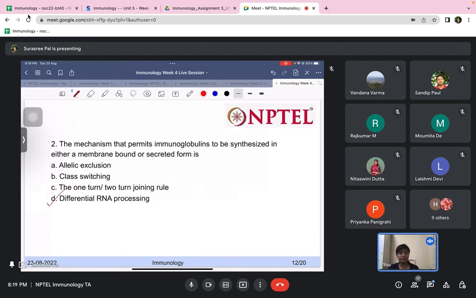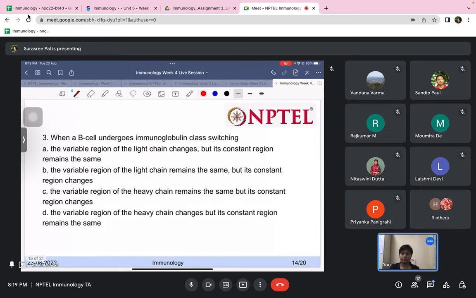whether they will be transmembrane or whether they will be secreted, right? So the correct answer is differential RNA processing, or as you may say, alternative RNA splicing. Okay, that is the correct answer. Moving on to the next question.